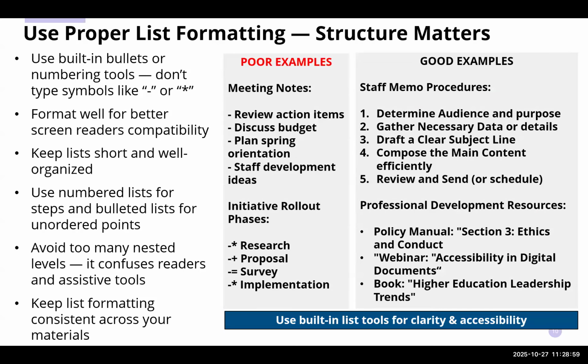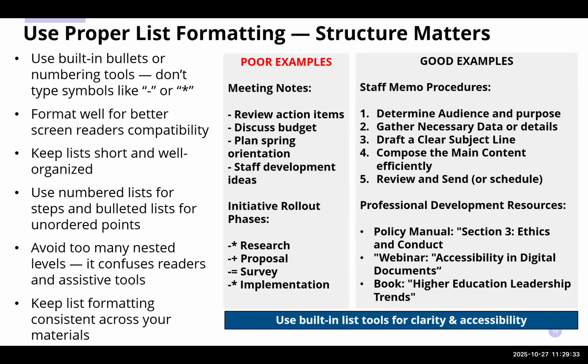Lists are one of the easiest ways to make information clear and quick to absorb, but only if they are formatted correctly. It works the same for people using assistive technology. So the key is to always use built-in bullets or numbering tools in your program, whether that is Microsoft Word, PowerPoint, or Canvas. It might be tempting to type your own dashes or asterisks, but screen readers do not recognize those as real list items.